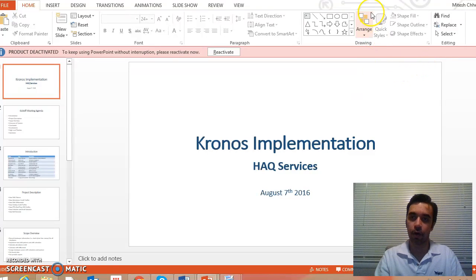Going forward, from the cutoff date, once we implement this Kronos implementation at Hug, we are going to have four shifts. So basically, Hug Services is going to be operational 7 days a week, 24 hours a day.